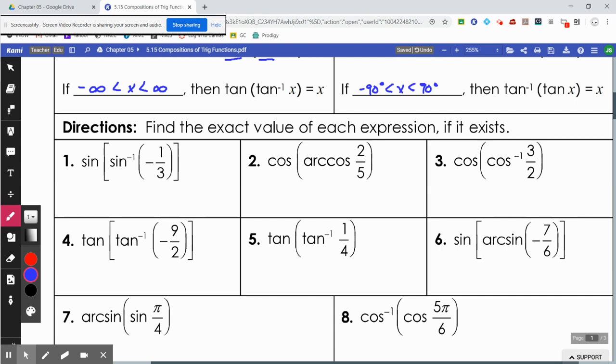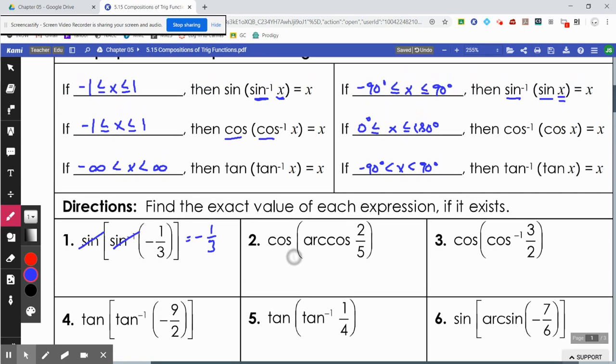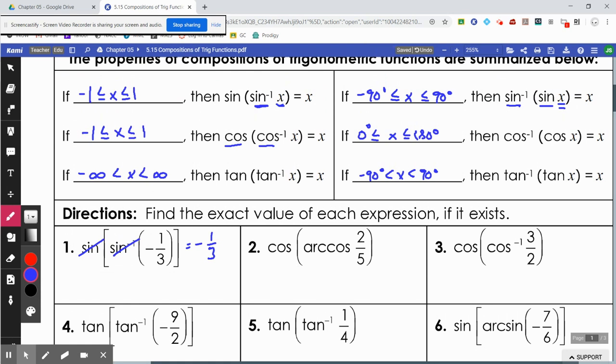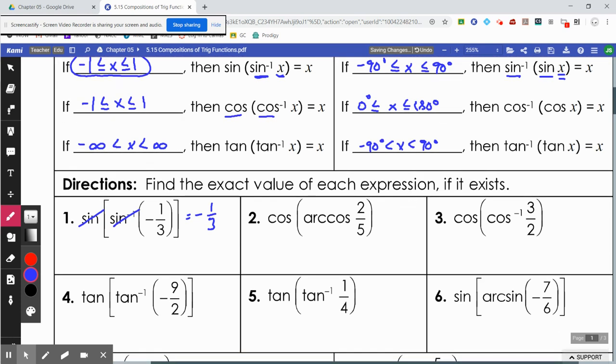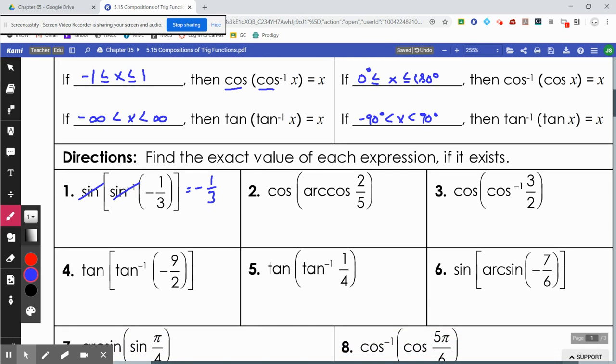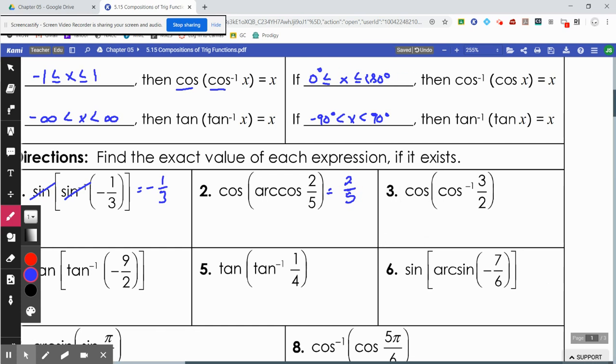So if we find the inverse sine of -1/3 and then the sine of that, will these two functions cancel each other out when we compose them and give us -1/3? Well, it only will if we're within this restricted domain of inverse sine from -1 to +1. So yes, it will. And the same thing for cosine of the arc cosine. Does it give me 2/5? Yes, it does, because 2/5 is on that restricted domain.